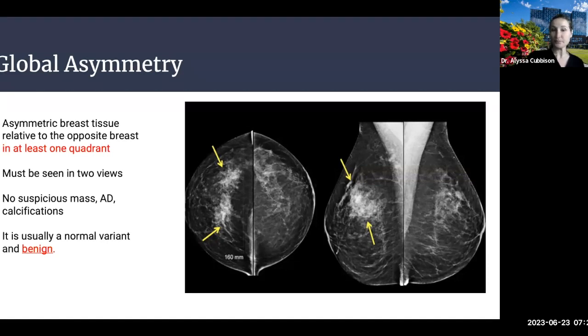be benign. So in this case, although you see this sort of asymmetry that looks asymmetric to the other side, it does look like it's kind of in one quadrant on the MLO, and that's just because they're superimposed on each other. But we know it involves more than one quadrant, and if there are no other suspicious findings, we can feel comfortable calling that a BI-RADS 2 and a normal variant.